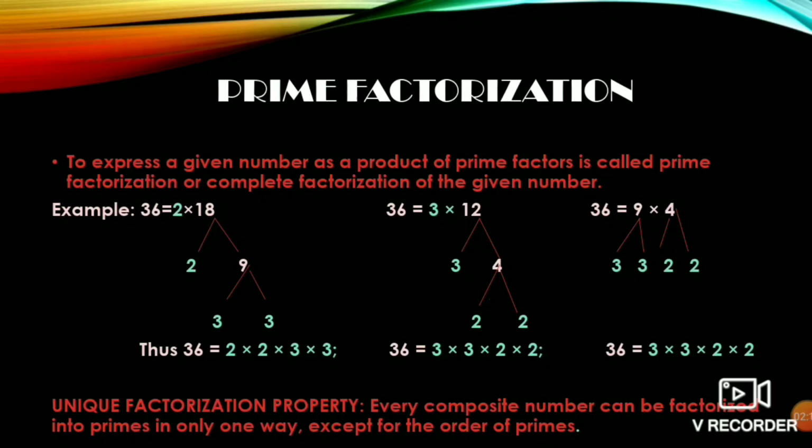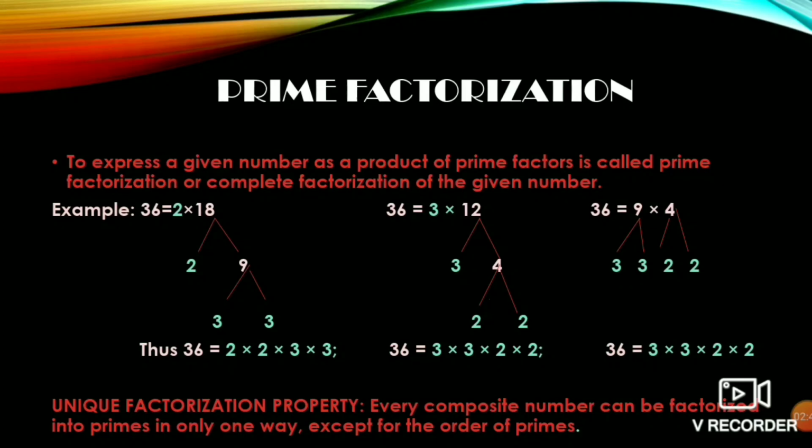Now there is something that we need to understand. Here we notice that the prime factors of 36 in the first case and in the second case are same. Yes, that they are 2 multiplied by 2 multiplied by 3 multiplied by 3. That is 2 is appearing 2 times and 3 is also appearing 2 times in both the cases.